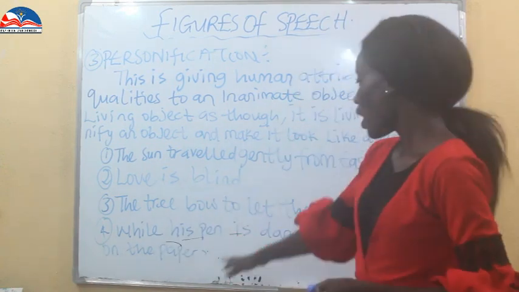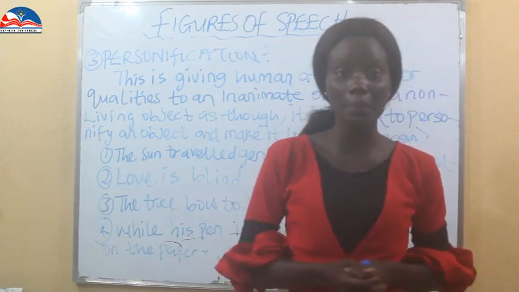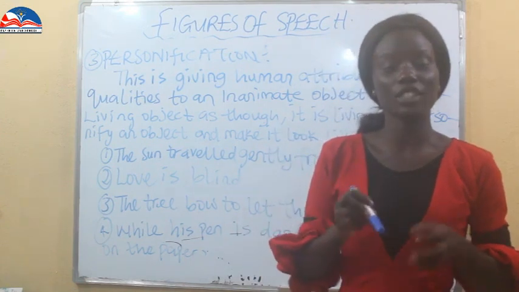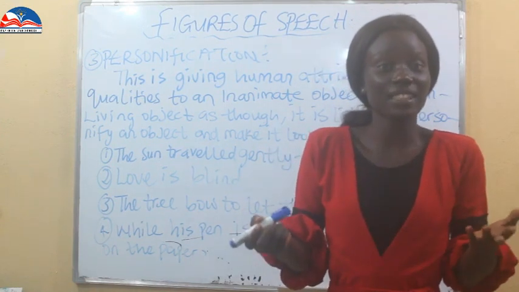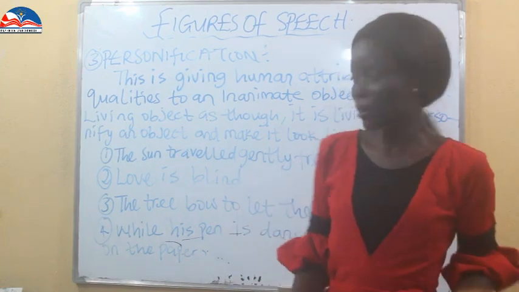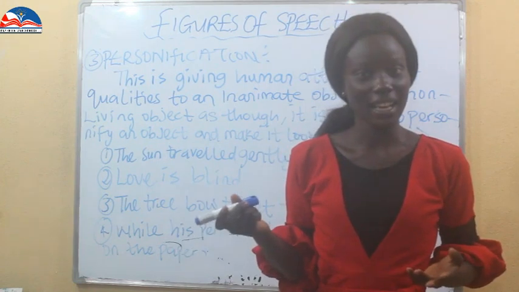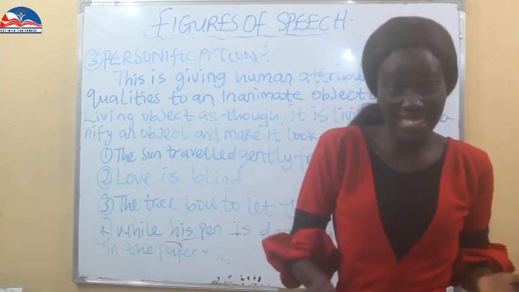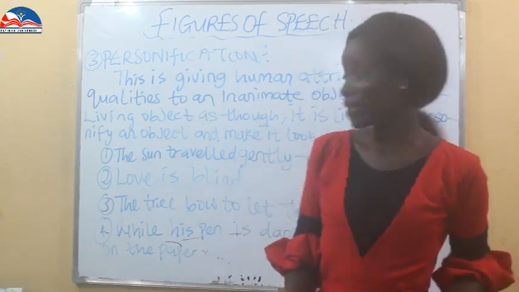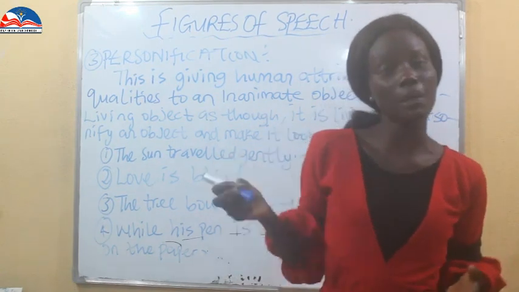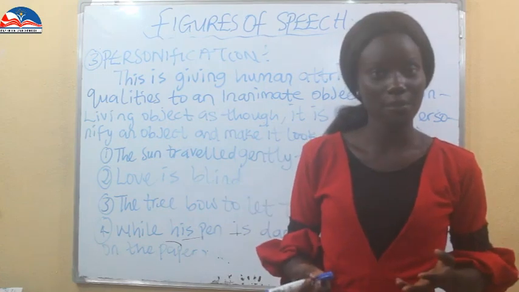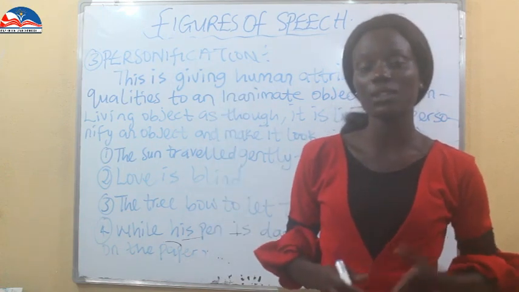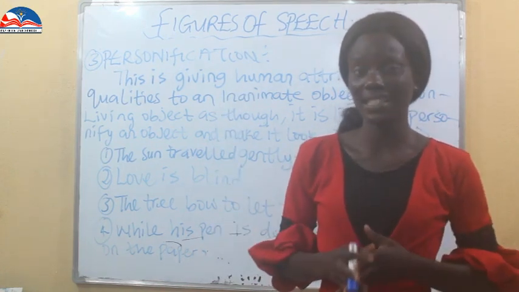Then the last one. The pen is dancing furiously on the paper. That means you are writing. Is it possible for the pen to be dancing? No, but that is a human attribute. We're talking about dancing. It's a human being that dances. But now they're saying a pen is dancing. That means when the person was writing, maybe it refers to the movement of the pen. So this human attribute given to a non-living thing, we call it personification in literature. Just as simple as that.